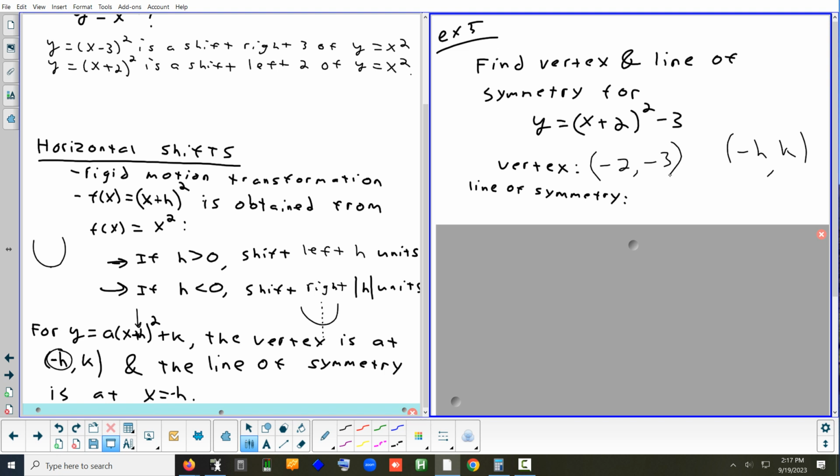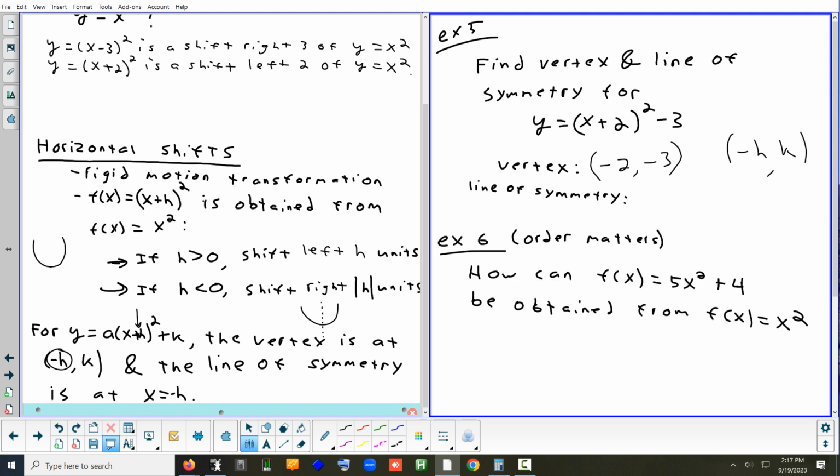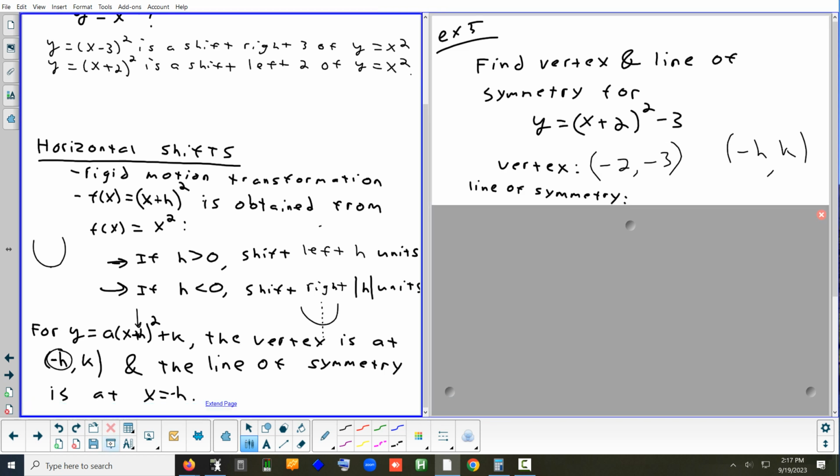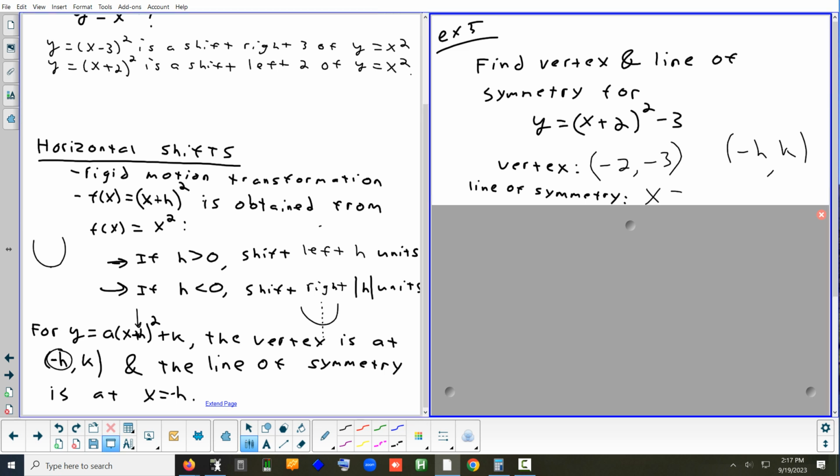And how about my line of symmetry? x equals -2. Yep. Perfect. So that's how you find the vertex and the line of symmetry. Can line of symmetry also be called axis of symmetry, a vertical plane? Yeah, that would be okay.